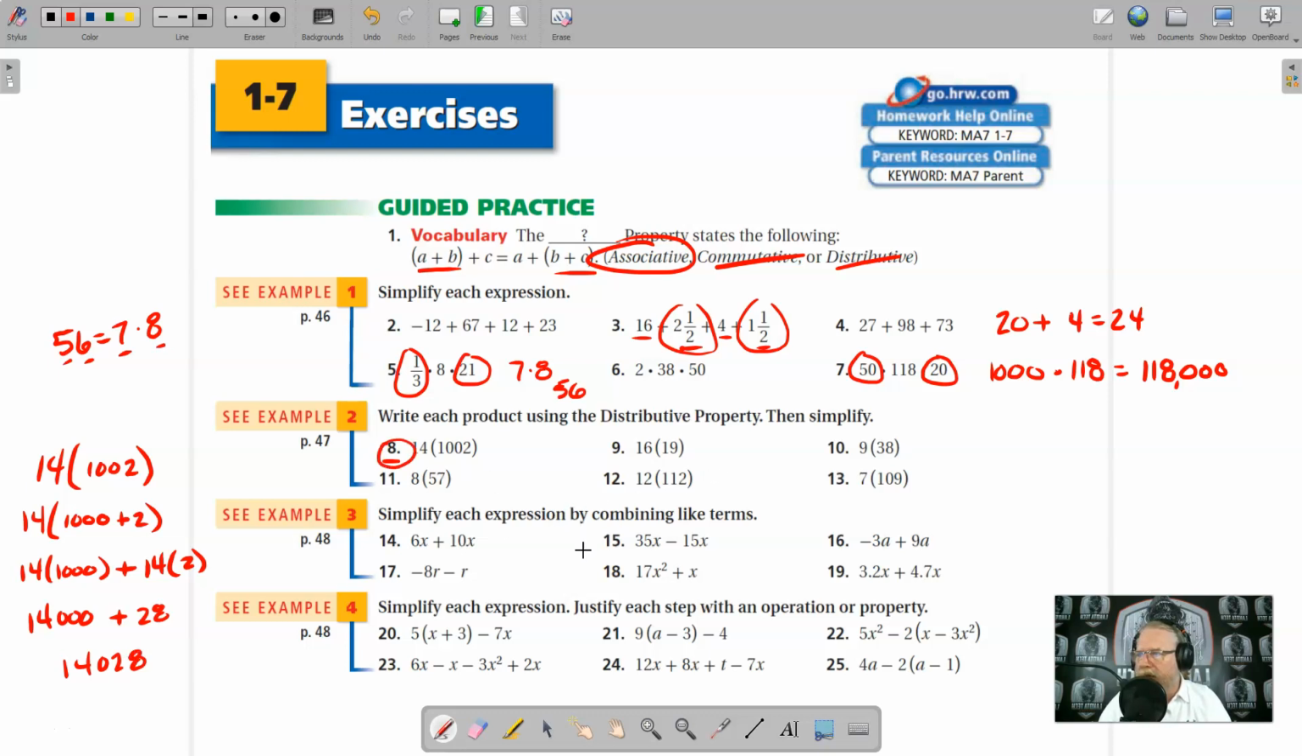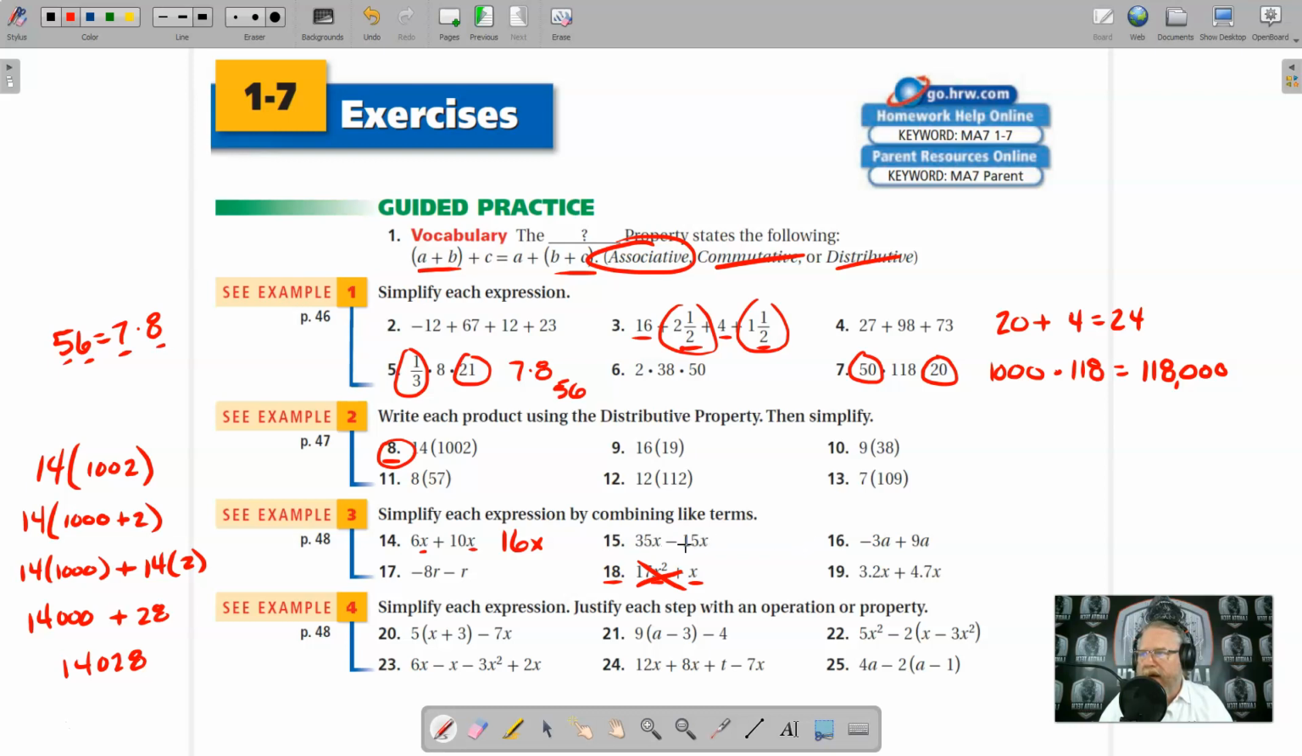And then let's see about simplify each expression by combining like terms. Let's look at ones that we can combine and then one that we can't. So here we have terms of x. They're both to the first power. So 6 plus 10 is 16. So we'd have 16x. On the other one here, number 18, this is x to the second. This is x to the first. So whereas the variable's the same, the exponents are not. So those are not like terms. We cannot combine those.